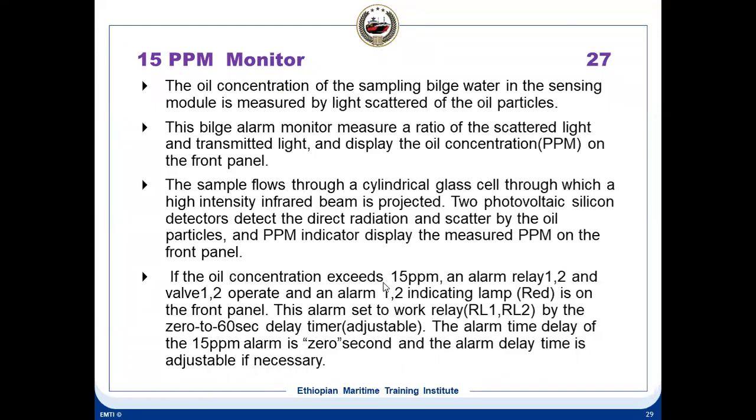And if the oil concentration exceeds 15 ppm, alarm relay 1 and 2 and valve 1 and 2 operate. And the alarm 1 and 2 indicating lamp is also on. This alarm is set to work relay RL1, RL2 by the 0 to 60 seconds delay timer. Alarm time delay of the 15 ppm alarm is 0 seconds. And there is no delay in that, it's 0 seconds.